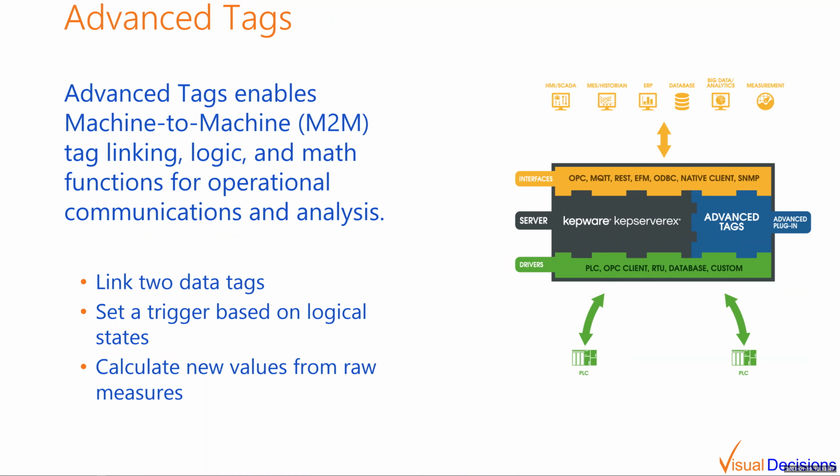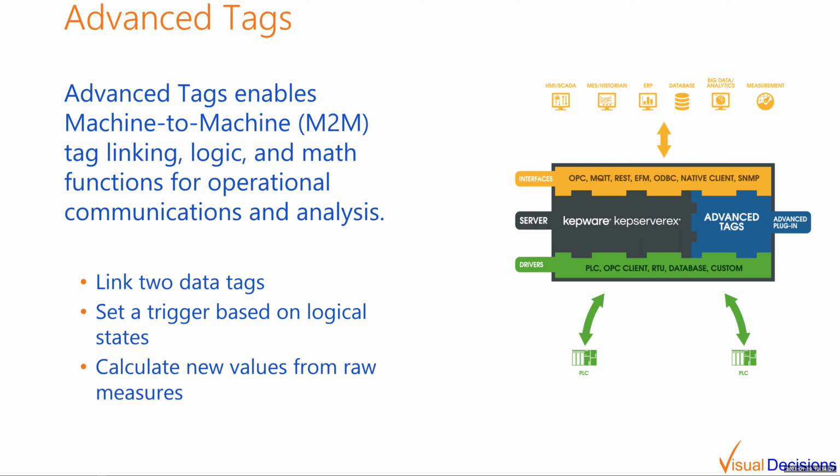The advanced tags is a very interesting capability. It enables machine-to-machine tag linking, logic, and math functions for operational communications and analysis. It enables users to link two tags, set a trigger based on logical states, and even calculate new values from raw measures. So for instance, if I have two PLCs out there, and one is taking a measurement in kilograms and one is taking a measurement in pounds, I have the ability to not only link those, but do the math to translate those to see how those blend together.